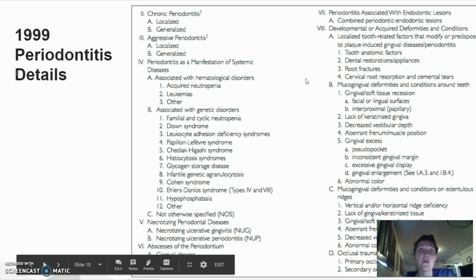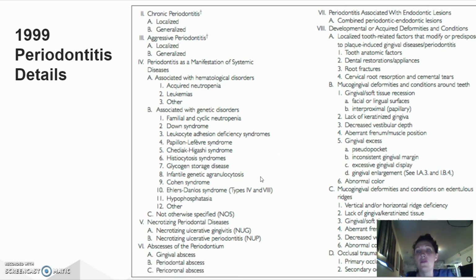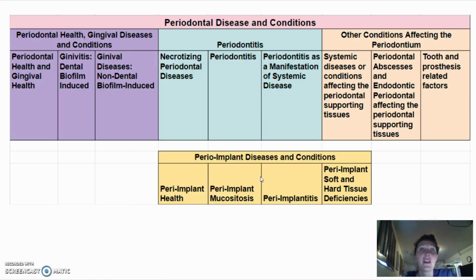These are the old ones. I know that these are a little bit hard to see, but I'm just reviewing with you, just to refresh your memory of what the old ones are. So this is what the new ones look like.